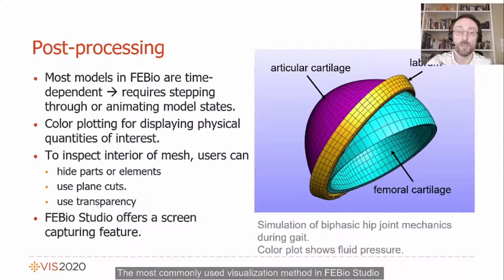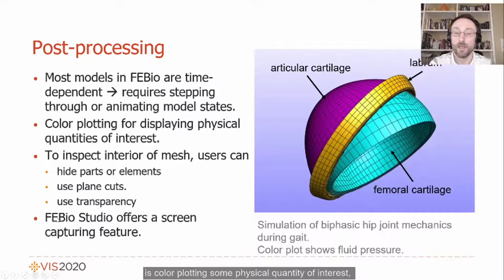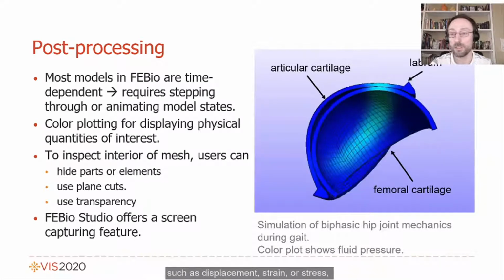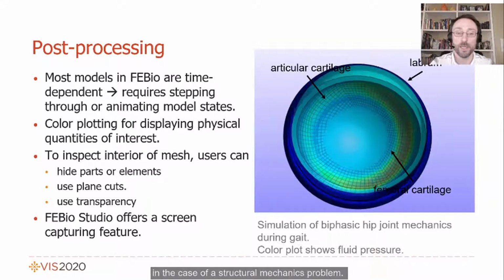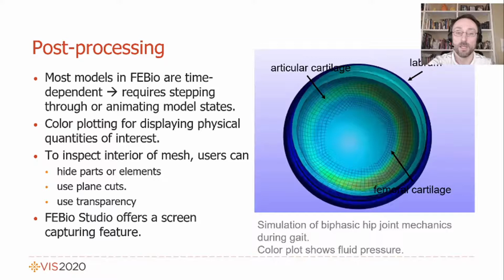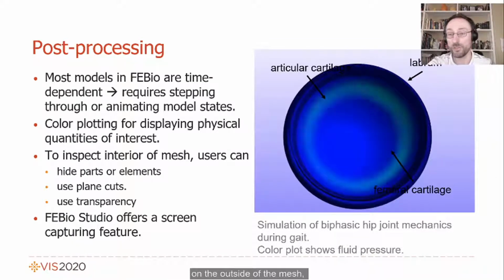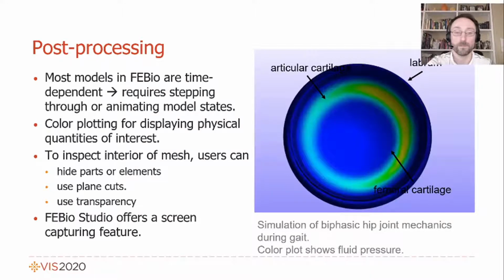The most commonly used visualization method in FEBio Studio is color plotting, where users can create color plots of some physical quantity of interest, such as displacement, strain, or stress, in the case of a structural mechanics problem. Since the area of interest may not lie on the outside of the mesh, users have several options for looking inside the mesh, such as hiding parts or elements, using plane cuts, or transparency.